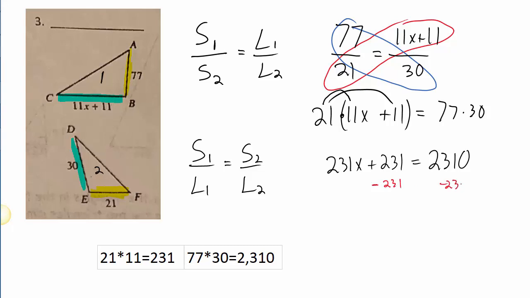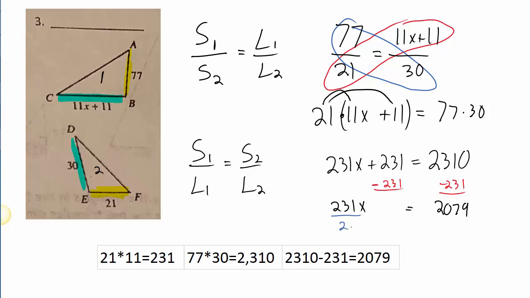Subtract 231 on both sides here. And I can actually tell right away that the value of x is going to be 9. That's because this is 231 times 10, but I'm taking 1 away. So let's subtract 2310 minus 231. If you subtract that, you get 2079. Then to finish it off, divide by 231 and you should get 9. So x is equal to 9.